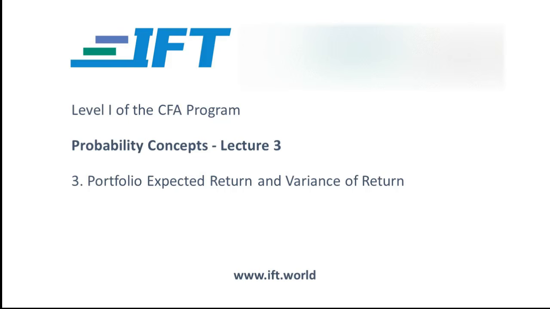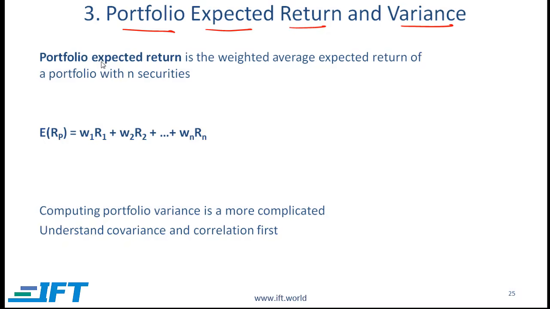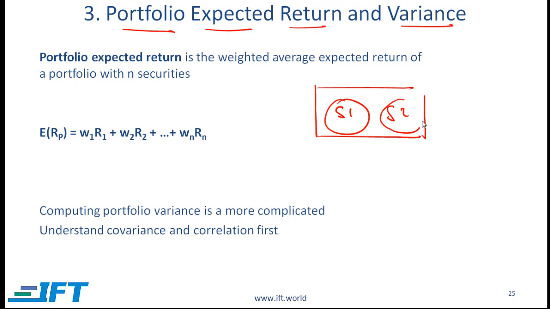Portfolio expected return and variance. Portfolio expected return is the weighted average expected return of a portfolio with n securities. Let's say we have a very simple portfolio which consists of two stocks, stock 1 and stock 2.